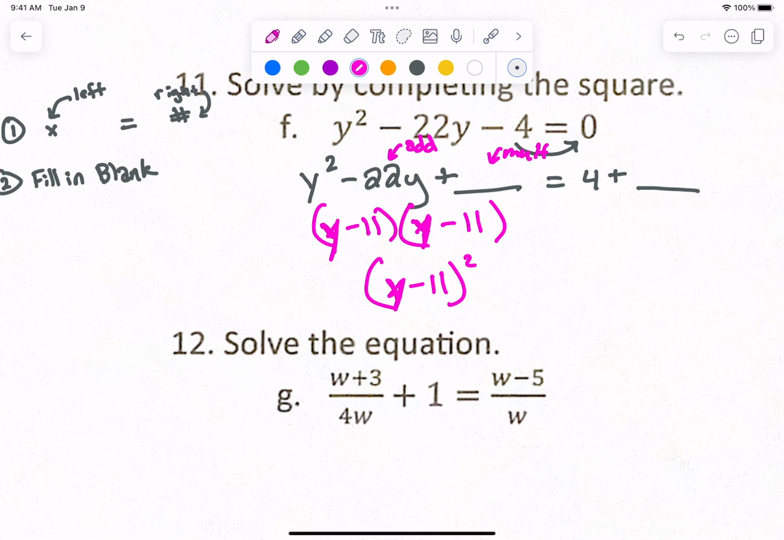Okay? So what goes in this little blank right here? We didn't FOIL that out. If you FOIL it, what's your last term? 11 times 11. Is it 121? Is it positive 121 or negative 121? Positive 121. So we add 121 to both sides, and we have it equal to 125.